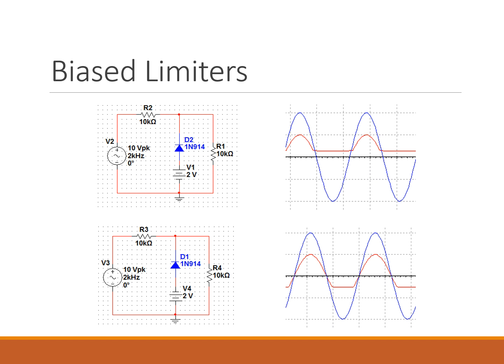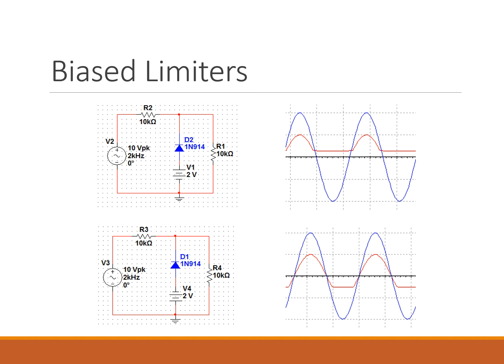Now, circuit B, the negative bias limiter, is at the bottom left. We've got the same AC input. The bias voltage is 2 volts, but the diode is reversed in this case. So this time it conducts when the input is less than negative 2.7 volts. And the output waveform, which you see there in the bottom right, the negative half is clipped just below negative 2.7 volts, and the positive half is untouched.